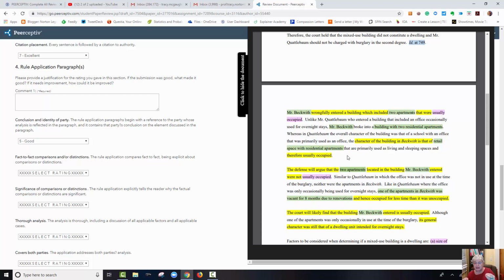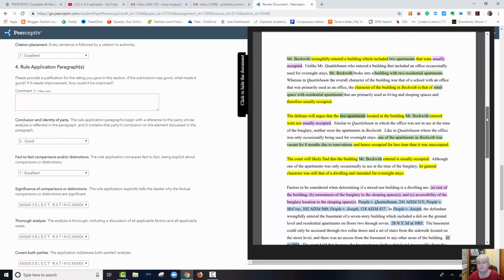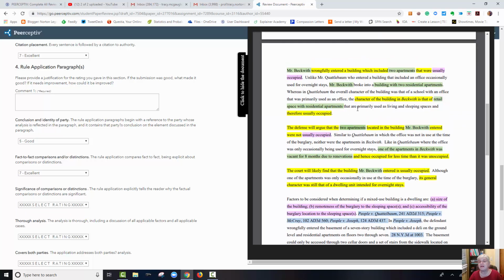That's plenty for usual occupation overnight. It gives clear comparisons, and the reader isn't left to put any information together. So I'm going to go excellent on that one. The significance of the comparisons and distinctions. There could be better statements of significance indicating why it matters that one was an office and one was a residence.